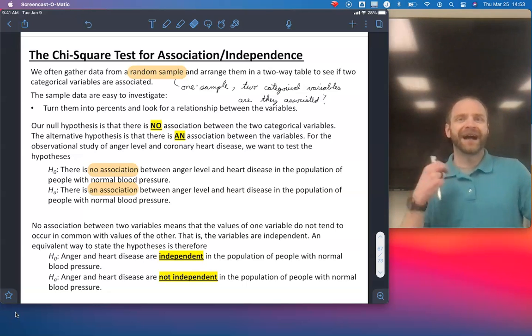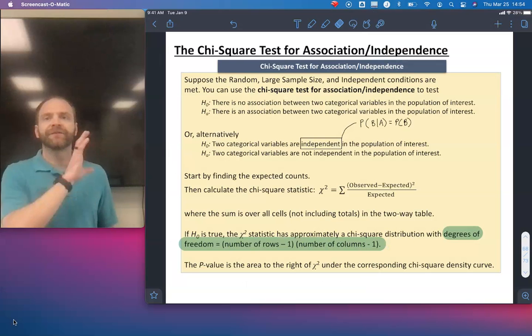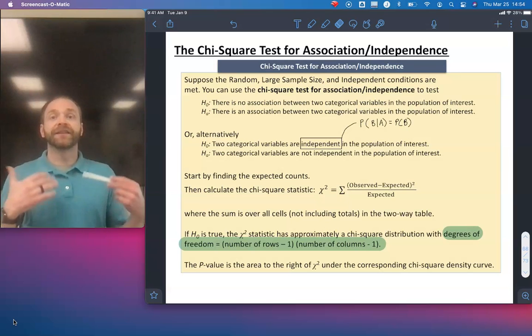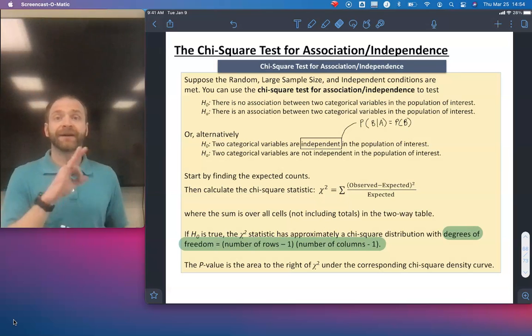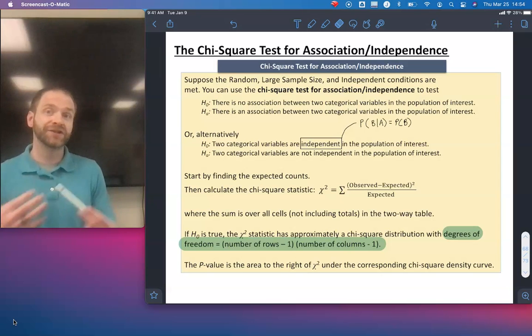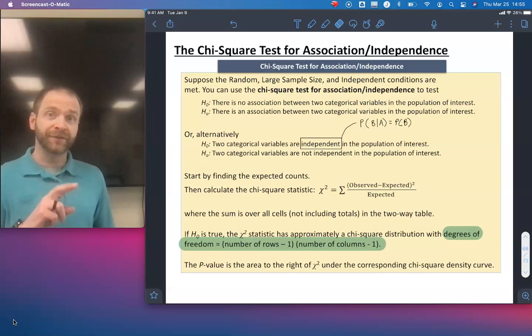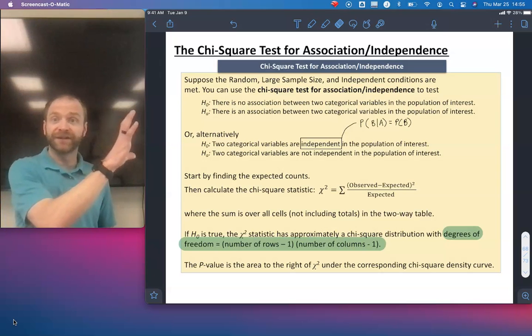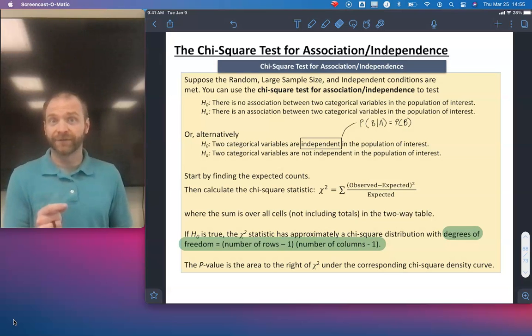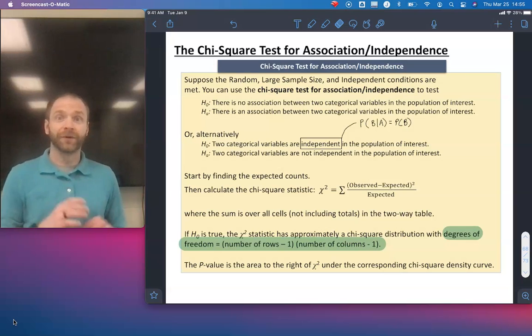So let's now outline everything for a chi-square test for association or independence. We have all our information here, and this deals with the conditions: random, large sample, and independent. Notice those are the exact same, which is really nice. For a chi-square test for association and independence, there are two ways of writing your hypotheses. The first one deals with association. There is no association between the two categorical variables in the population of interest, or there is an association between the two categorical variables in the population of interest.